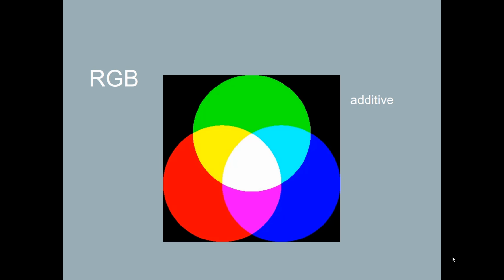So this is an example of if you had a flashlight and you had a green filter and a red filter and a blue filter on 3 flashlights and shone them toward a wall, all 3 of those colors added together make white. So it is called additive color. And again, RGB is the color space used on the screen.